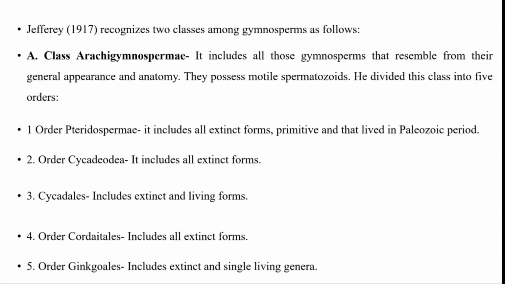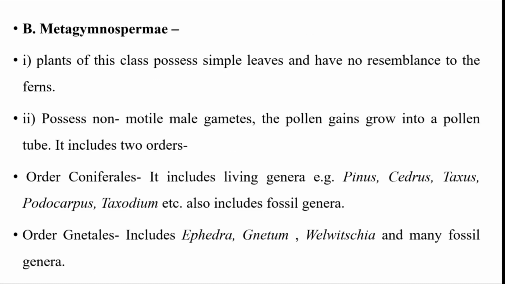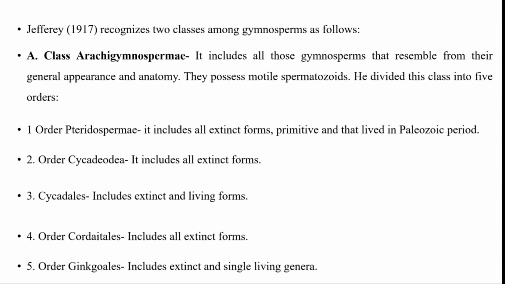Jeffrey in 1917 recognized two classes among the gymnosperms. One is class Archegymnospermae and the second is Metagymnospermae. In class 1, Archegymnospermae, he divided the class into 5 orders. And what are the basic features of Archegymnospermae?